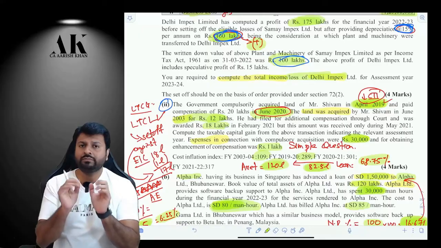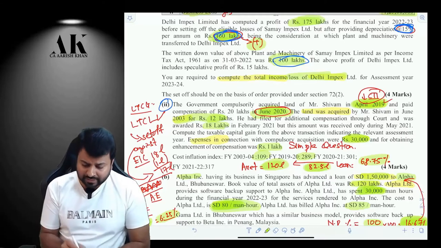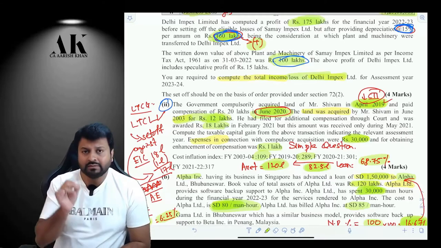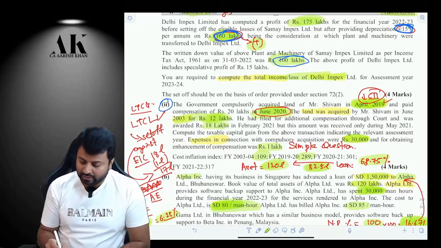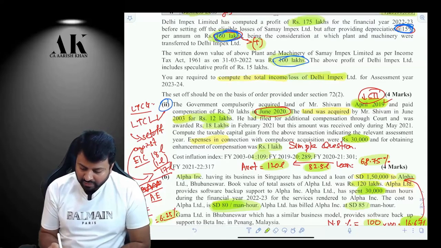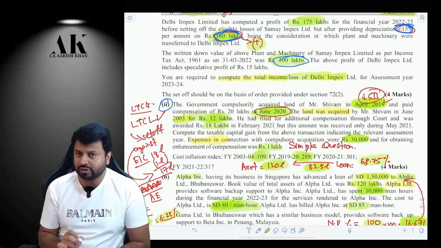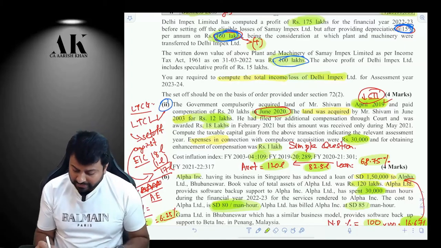But how will you compute the cost of acquisition? The cost of acquisition will be computed as 12 lakh rupees will be the cost multiplied by which year's indexation you will take? You will take indexation of 2019. Be very careful. 2019 indexation was what? 289, and divide by indexation of 209. And there is also 30,000 rupees transfer expenses.